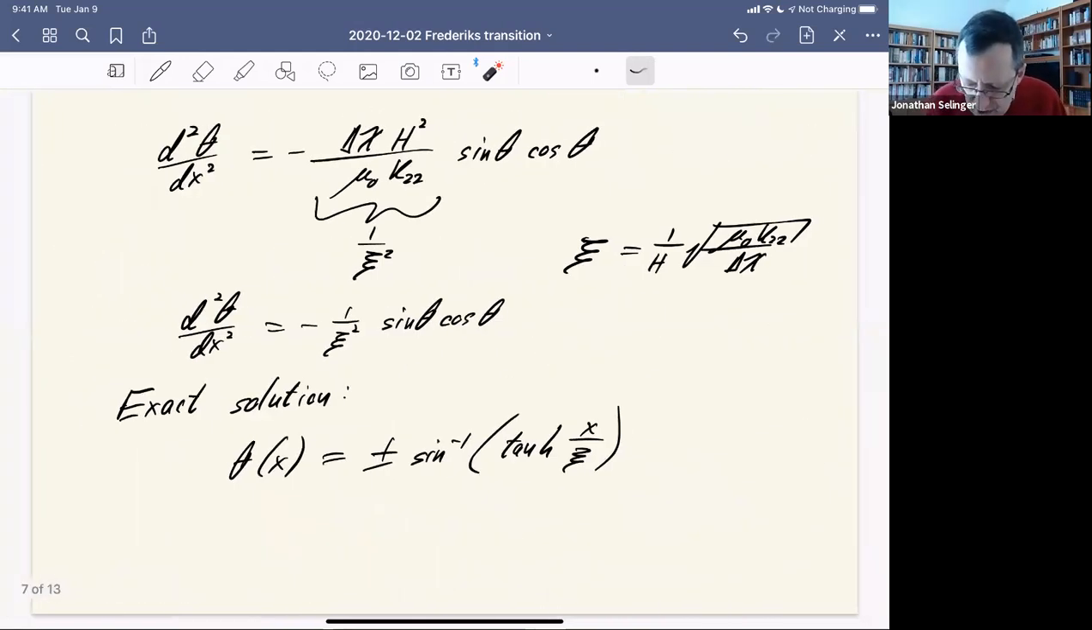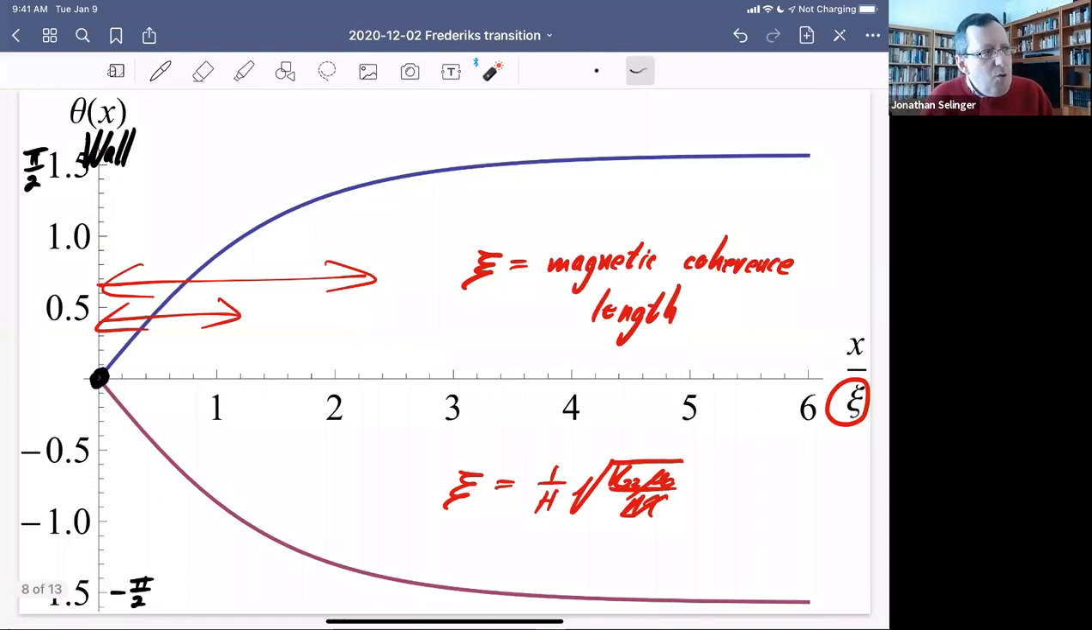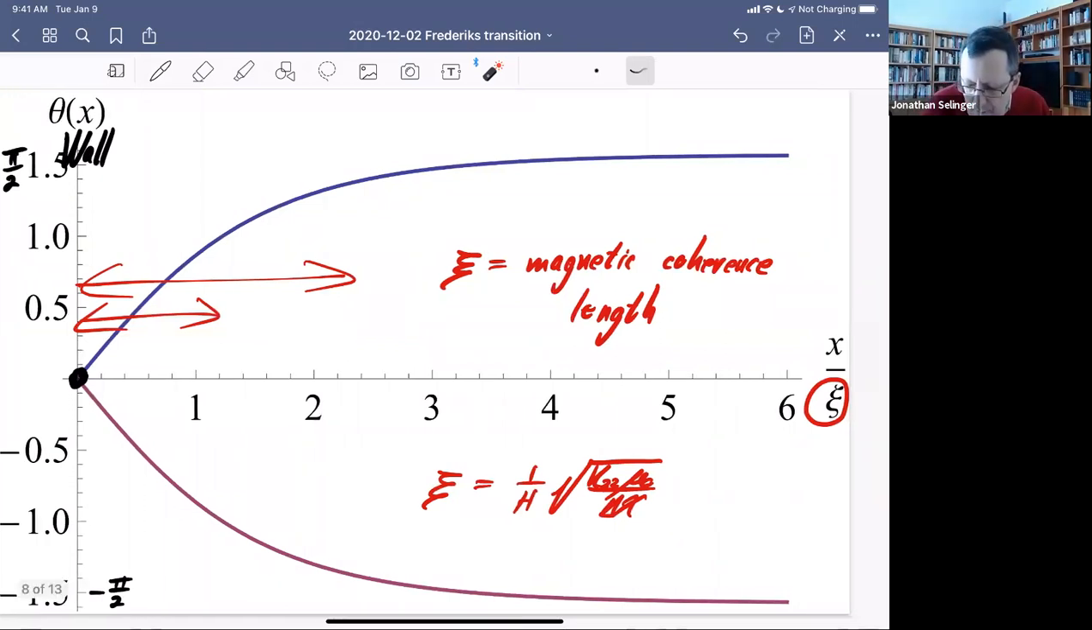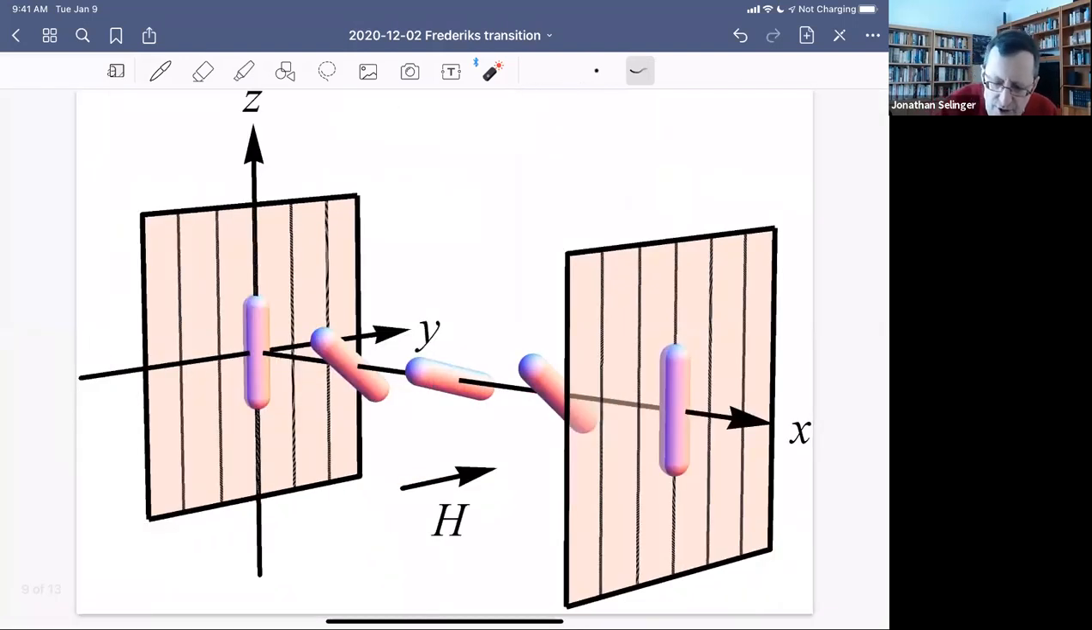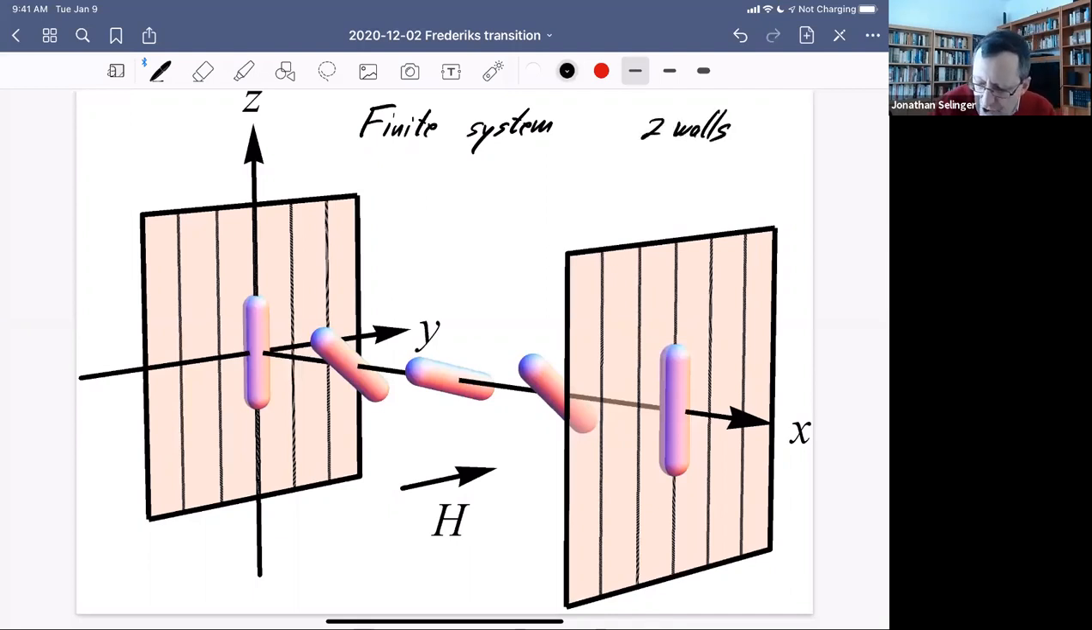Okay, now let's think of another example where you might have a finite system. So here is a new variation on the problem. Okay, so this is a finite system that has two walls. So here's wall number one, and here on the other side of the cell is wall number two.